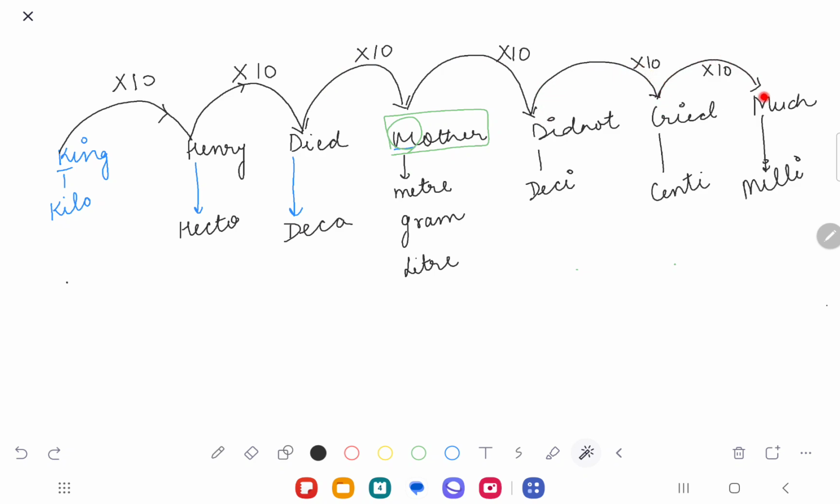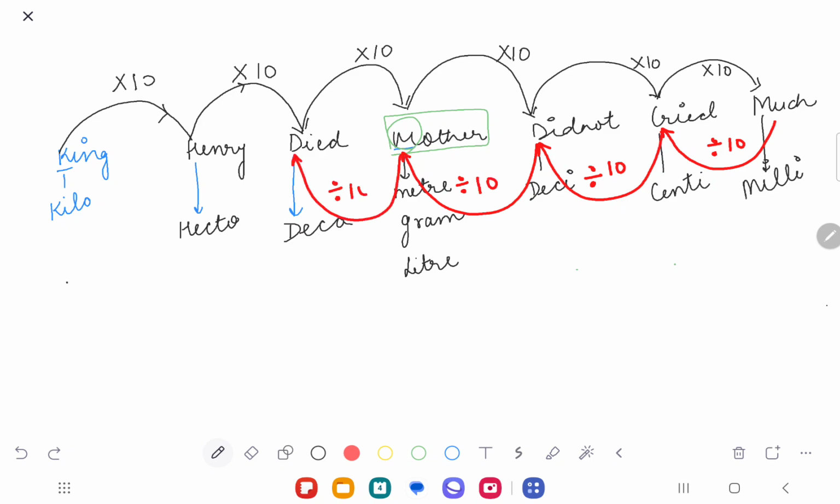Do you understand my point? So what does that mean now? If I move backward from milli to centi, I will divide by 10. If I'm jumping back centi to deci, I will again divide by 10. One jump backward will divide by 10. One jump forward is multiplied by 10. So here it would be divided by 10, here divided by 10, and here divided by 10.